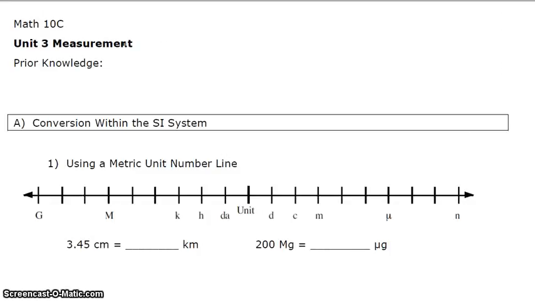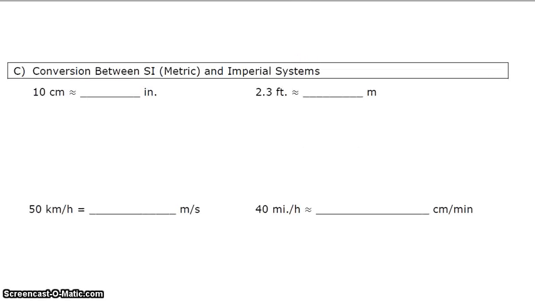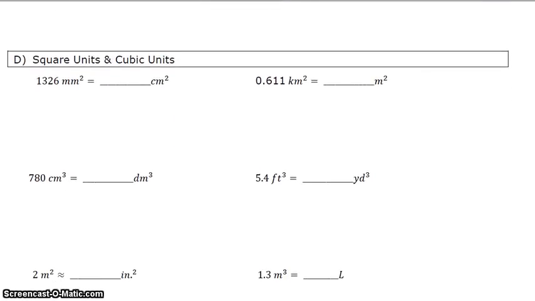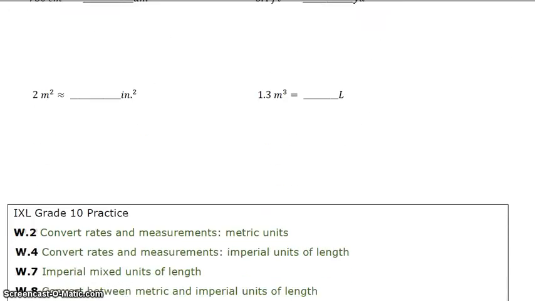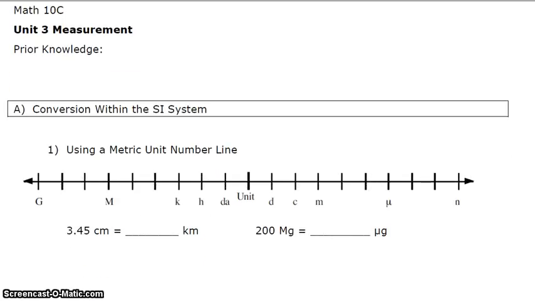So the lesson today is mainly about unit conversion, converting from one unit to another unit. We have conversion within the SI system, and then we have conversion between the imperial system and the two systems. And then finally, we have square units and cubic units. There are some exercises in the back here for you to do. All right, let's look at some examples.